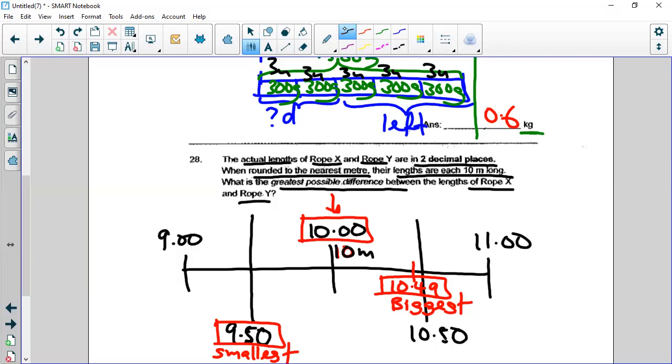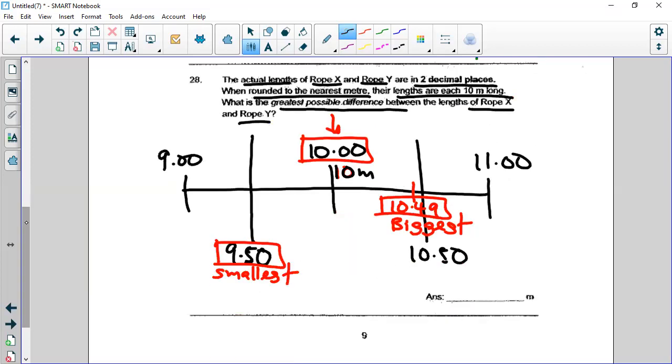So I got the biggest, I got the smallest, then what's the greatest possible difference? You take 10.49 minus 9.5. I'm going to use my calculator so we can do it a bit faster. If you do your subtraction carefully, the greatest possible difference will be 0.99 meter.